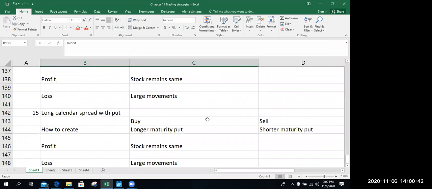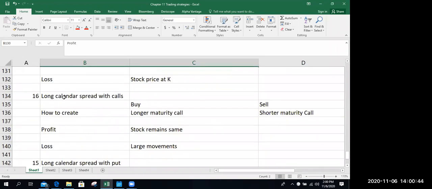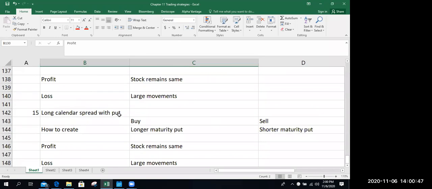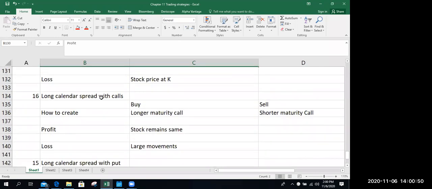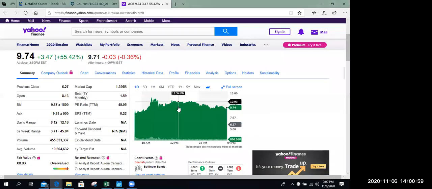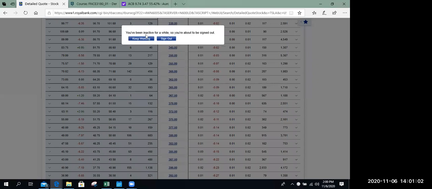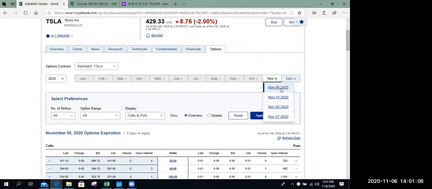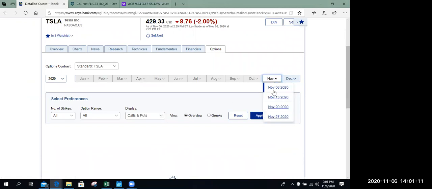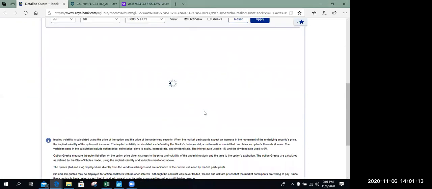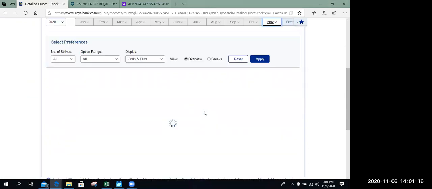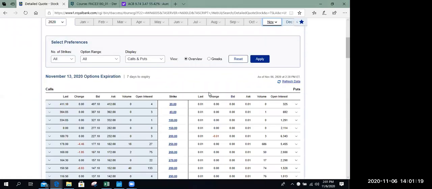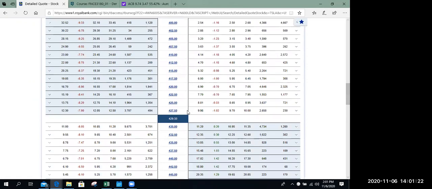Okay. The last two things are calendar options. So long calendar spread with calls and long calendar spread with puts. So what's a long calendar spread? A long calendar spread is when you buy a longer maturity call and sell a shorter maturity call. For example, if you look at Tesla, let's say we are looking at November options. November 6 is too close, so November 13. You'll choose the same strike price. So 430 is what we were discussing.